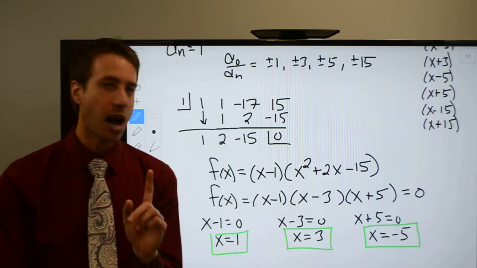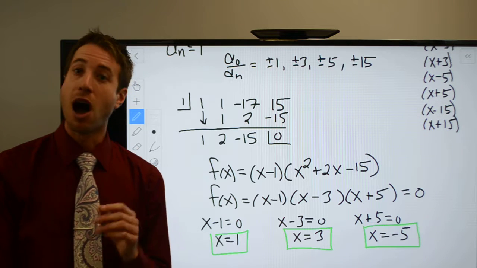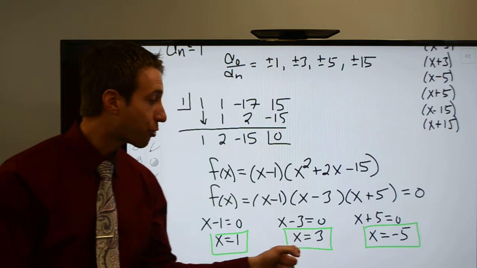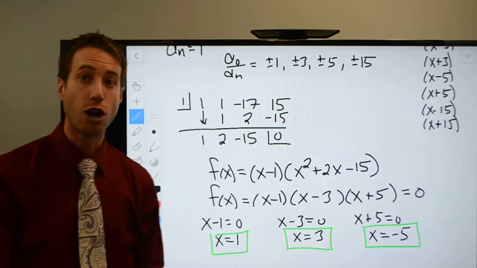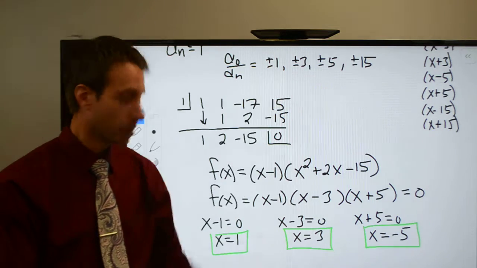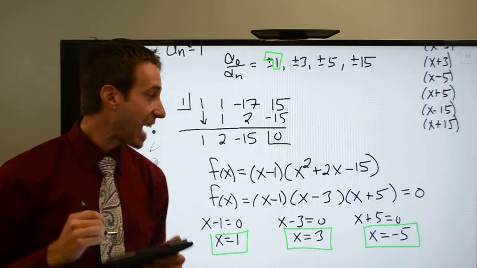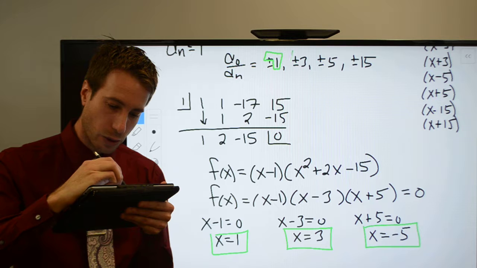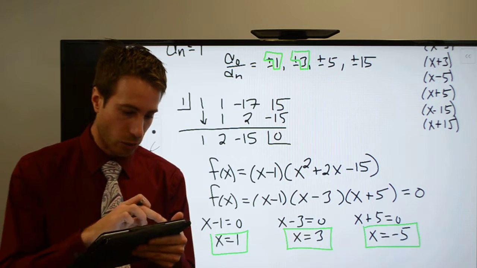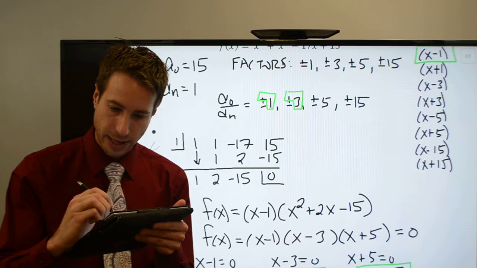And one last thing I want to point out to you. It turns out in this problem, all 3 of my zeros are rational. Please notice, all 3 of these guys show up in my list. X equals a positive 1, which is right there. X equals a positive 3, which is right there. Also notice that the factor x minus 3 was also in my list of possibilities. Right, there it is right there.